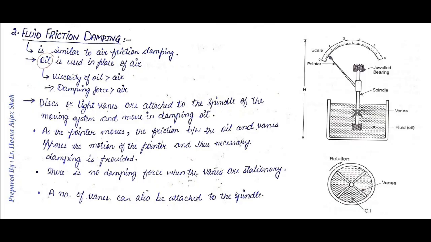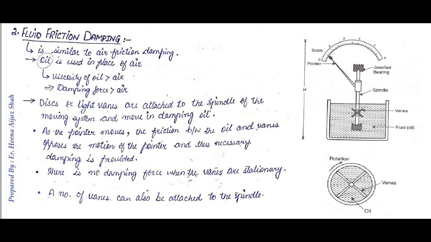Now coming to fluid friction damping. This is similar to air friction damping. The only difference is that instead of air, we are using a fluid as the frictional medium, and the fluid that we use here is oil. We all know that the viscosity of oil is greater than that of air, so it can provide more friction as compared to air. Hence, the damping force provided using oil will be greater than that provided by air. This is fluid friction damping.